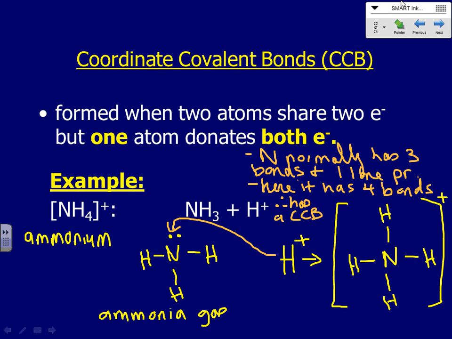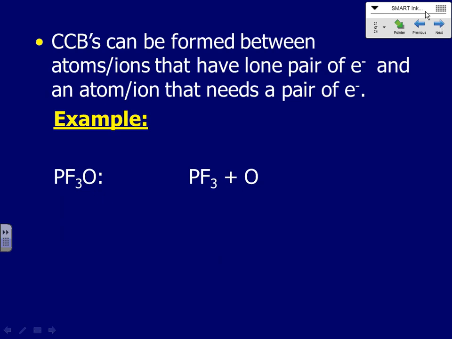But if I then do this, whoops, oh my goodness. And then now I ask, which one is the coordinate covalent bond? There's no way to tell. Because once the bond is formed, you have 4 identical bonds. So the only thing we can really say is, yeah, it's got a coordinate covalent bond in it, but there's no way for us to identify which one it is. All right? Okay, let's do another couple of examples of coordinate covalent bonds, and then we will end there. So coordinate covalent bonds can be formed between atoms or ions that have a lone pair of electrons and another atom or ion that needs a pair of electrons.